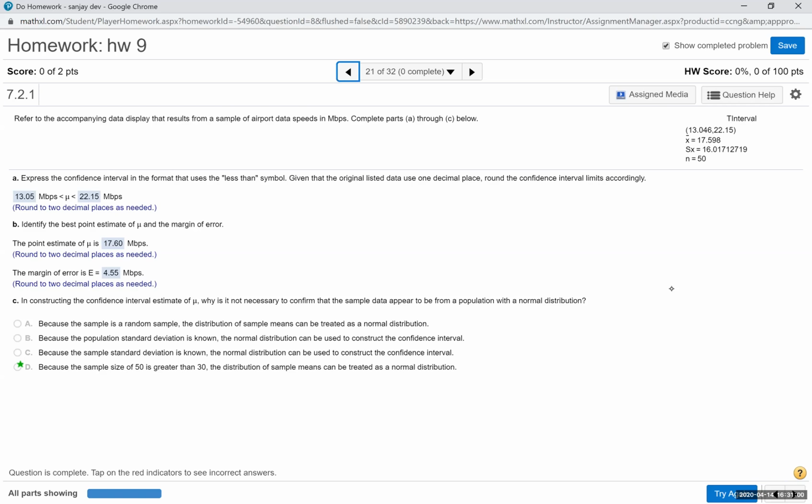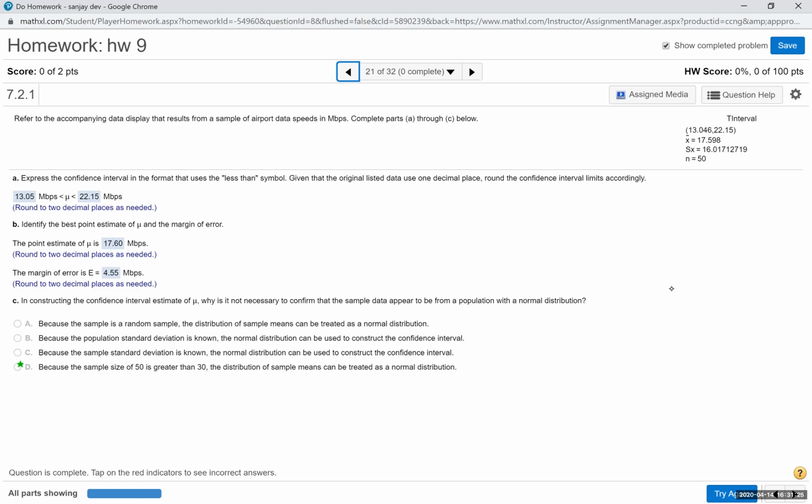So let's look at number 21. Refer to the accompanying data display that results from a sample of airport data speeds in megabytes per second. Okay, so look on the right side here. They already gave you that, but this time you don't see any Z score. You see something about T interval. So all along we have been doing Z scores. Now we're going to go to T scores.